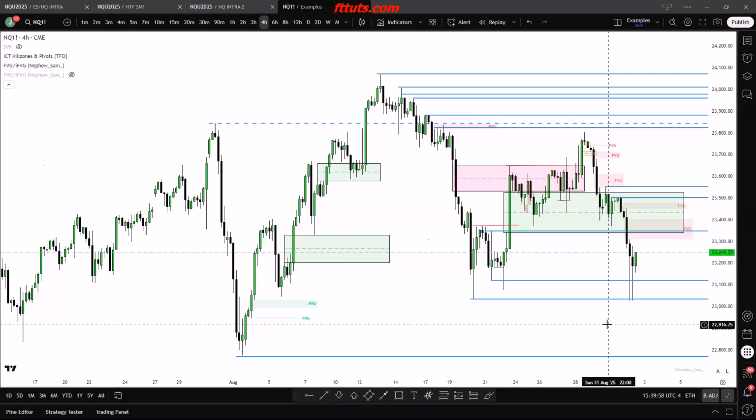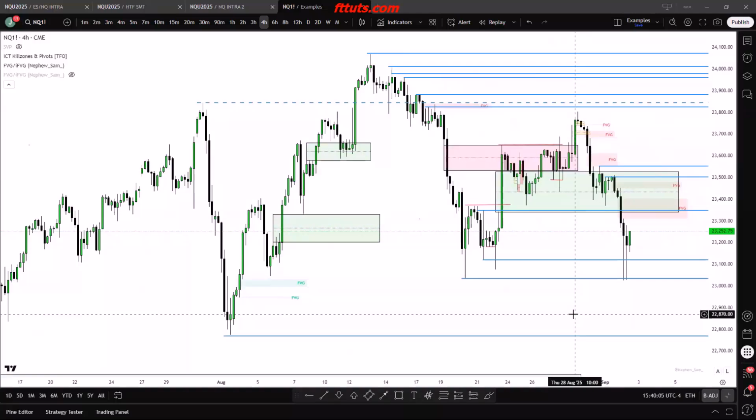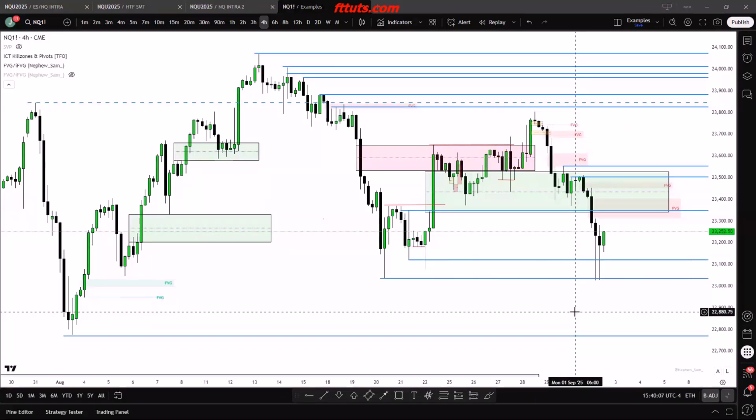Replay is not for back testing. It's to practice. For back testing, we don't use replay. We just go on the chart so we can see the price action as it comes. That's back testing. Replay is practice.